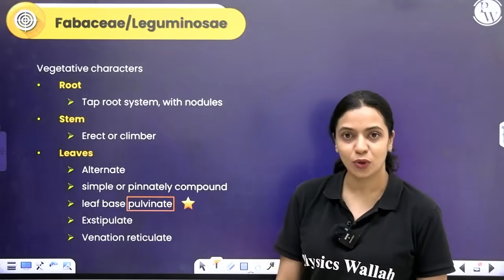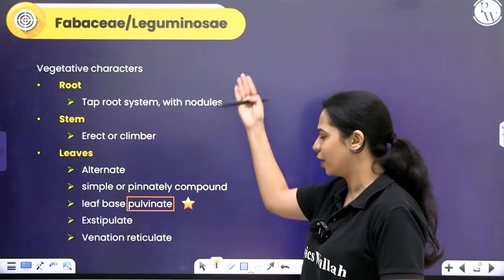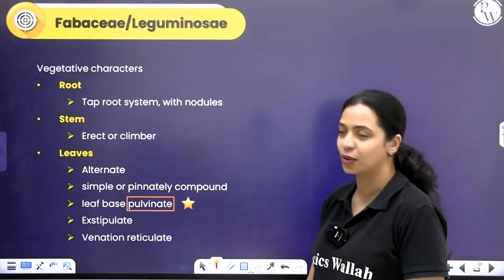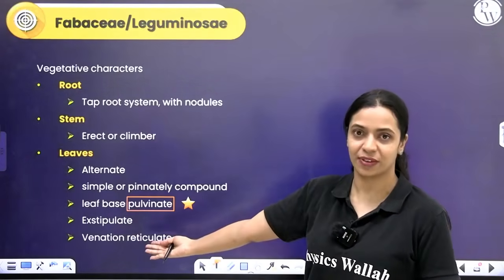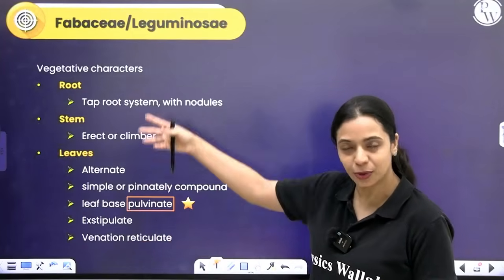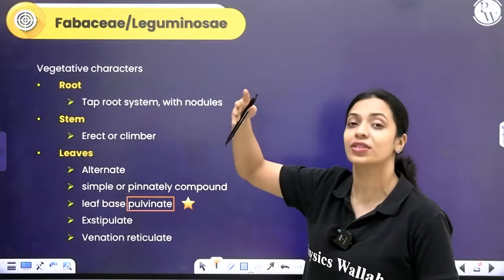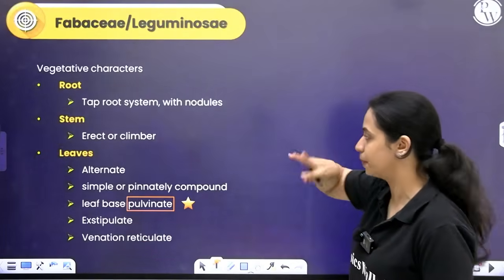They don't have stipules, so it's exstipulate. Since it's dicot, it's obvious that it has reticulate venation. Some things are obvious. Having a taproot system, having reticulate venation, you don't have to put much thought into it. You know it's a dicotyledonous plant. It's obvious that it will have taproot system and reticulate venation, right?